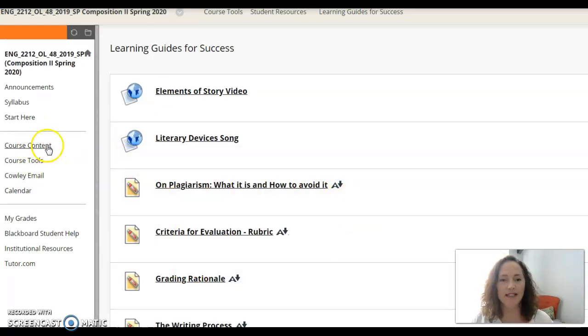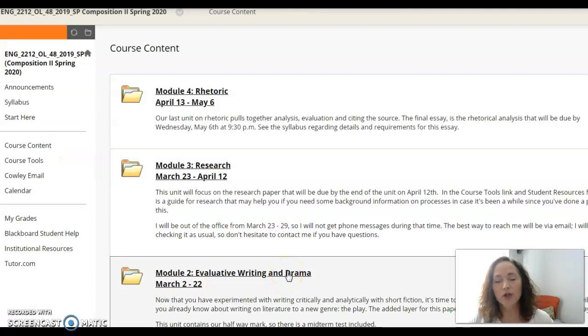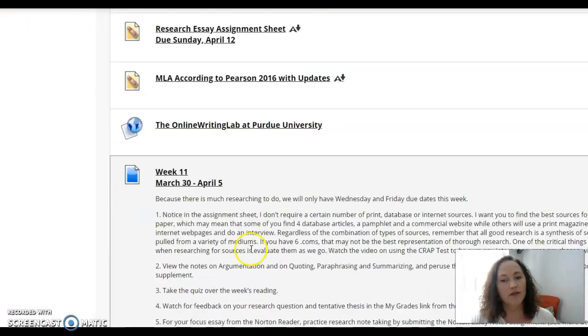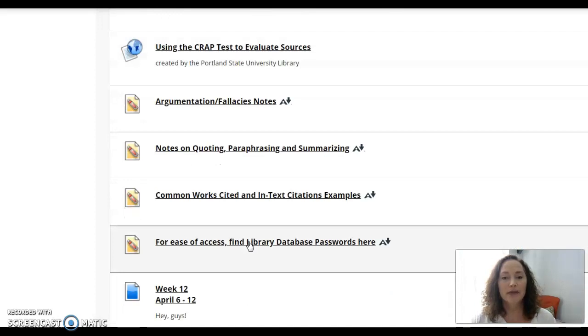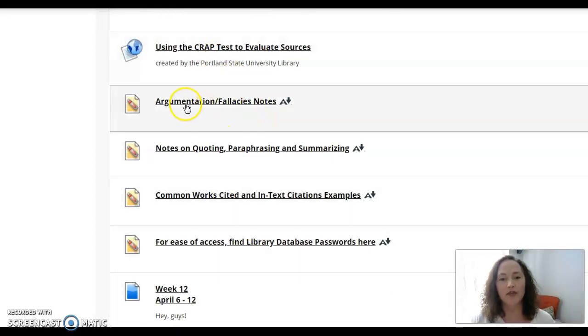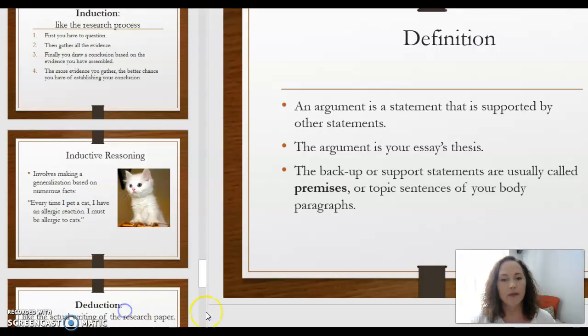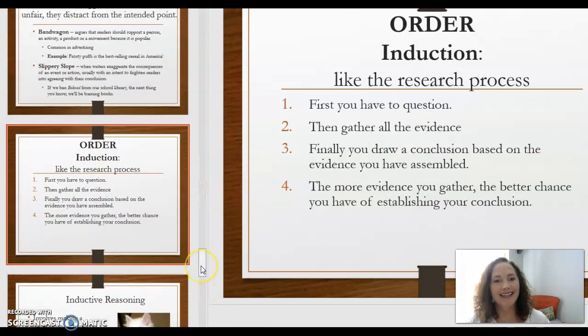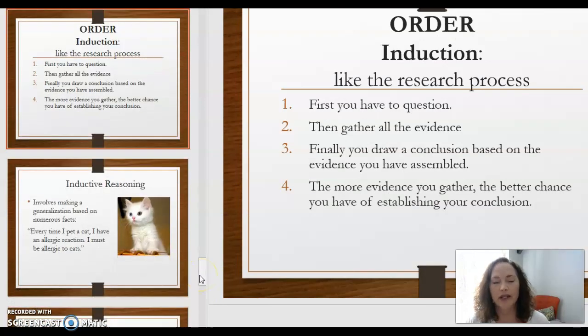One of the things that I want you guys to get is that we do build upon our knowledge in this class. We don't just take one unit, learn something, and then throw it in the trash, get rid of it, and go with something else. Instead, it's a constant building of knowledge. So back in the research module, there was some information on citing sources correctly, how to evaluate them, and I want to point out this argumentation notes because in it talked about some different types of order. So if you did not remember that that was there, make sure you go in and check that out.